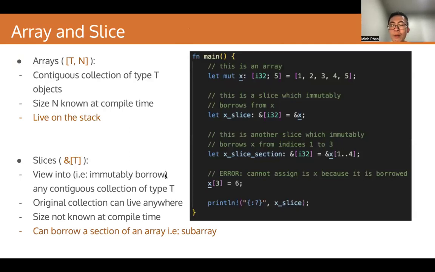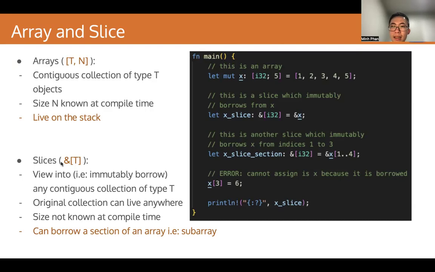An array, as you may have known from an earlier lecture, is a contiguous collection of type T objects with a size n known at compile time. Hence the type signature here: we have type T followed by the size n. Every array lives on the stack, at least the arrays that we can interact with all live on the stack.